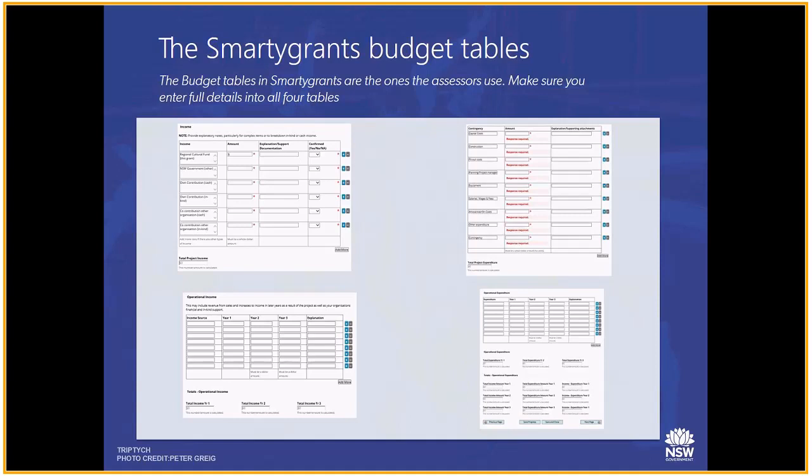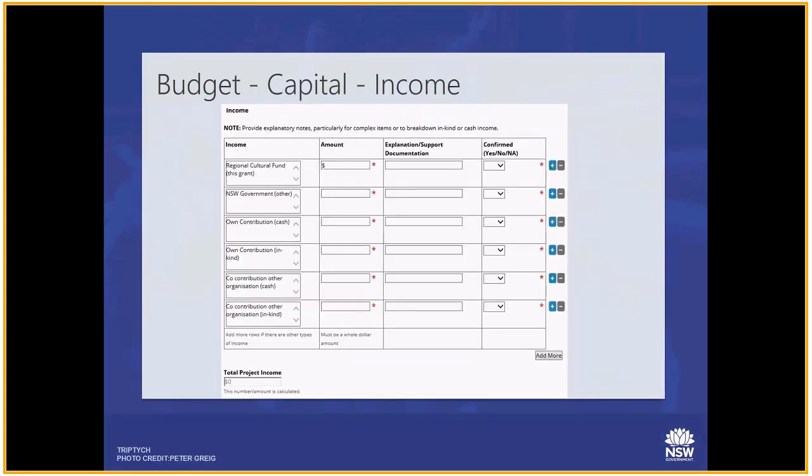A reminder once again, any figures you enter here must correlate to figures that you present in your business case. The first budget table you'll come to in Smarty Grants is the capital income table. This is where you show the money you are gathering together to spend on the project.